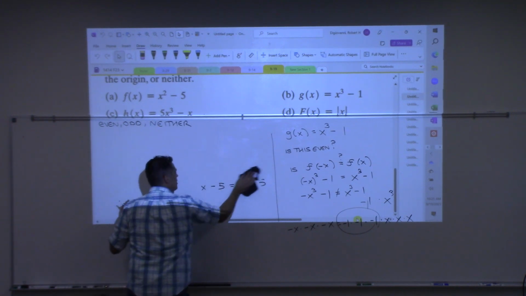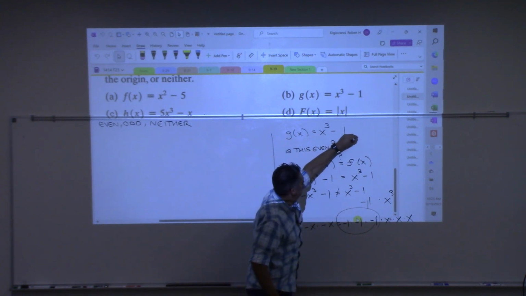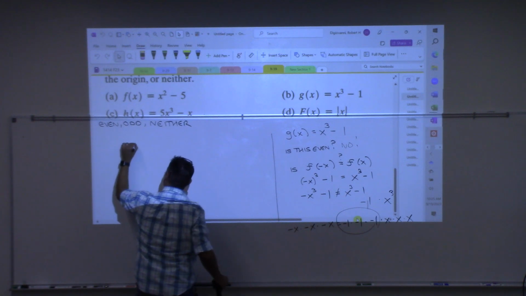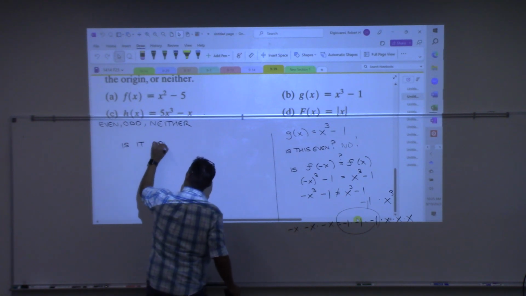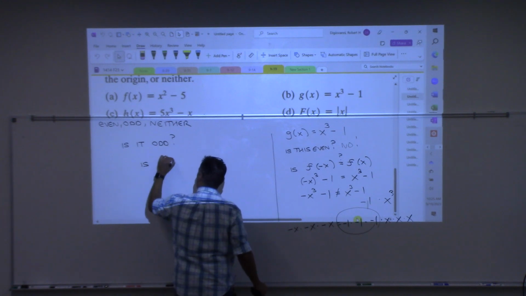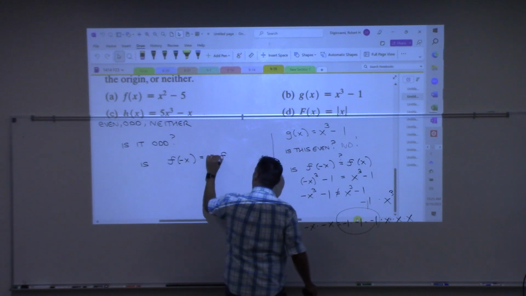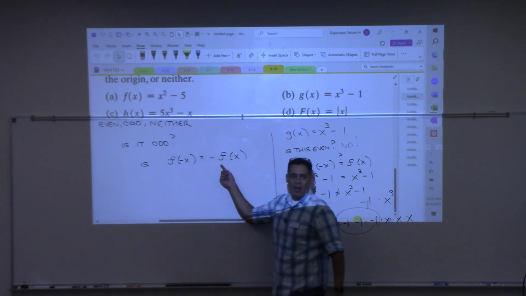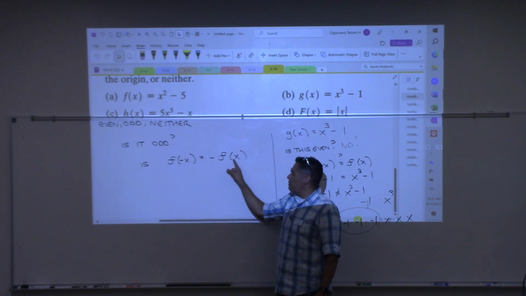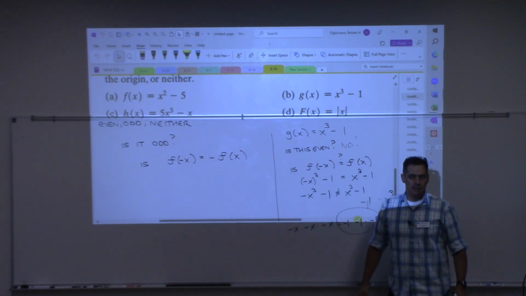So now I ask, this right here, not even, right? Is it even? No. Okay, is it odd? Well, what do I need to say? Is f of negative x equal to negative f of x? That's the definition of odd. It means that when you plug in a negative, you don't get the original function, you get a negative in front of the original function. Right?